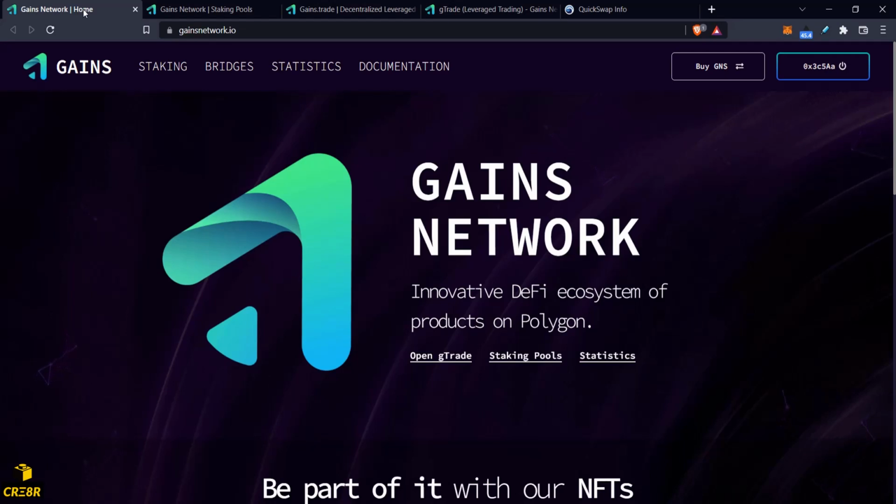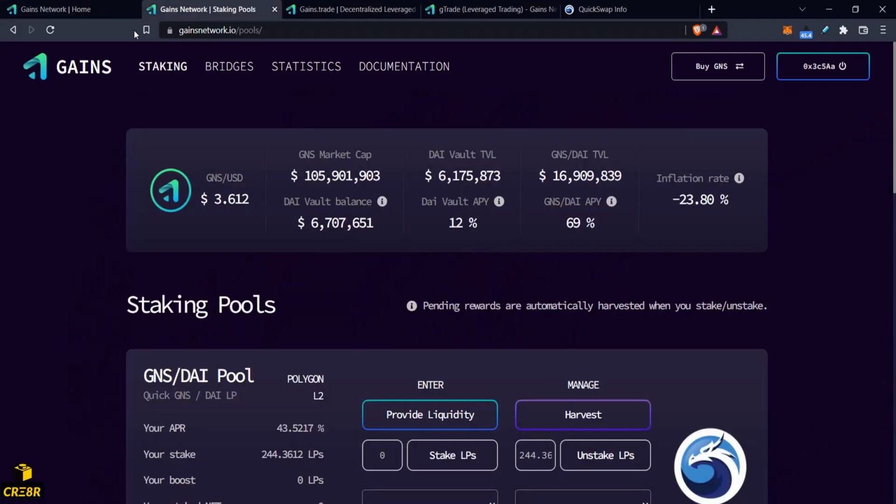Now, if you come to the website here called gains.io, you'll see that there's staking, bridges, statistics, documentation, and down here you'll see open gTrade and staking pools. So let's first talk about staking pools, and then we'll talk about gTrade, and then I'm going to get into a flowchart and show you all about what makes gTrade special and what makes everything in this system kind of unique.